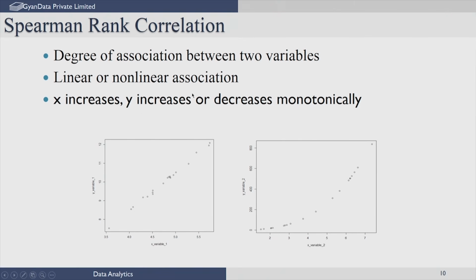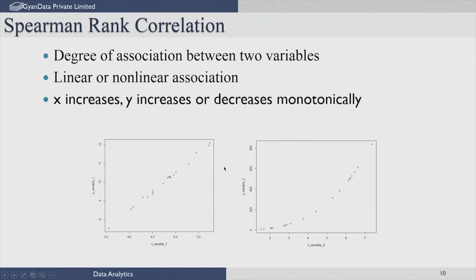Now, here is a case where we only look for the degree of association between two variables, but this time the relationship may be either linear or non-linear. If x increases, y increases or decreases monotonically, then the Spearman's rank correlation will tend to be very high. Here is a case when x increases, y increases. This also is a case when x increases, y increases monotonically, but the right hand figure is a non-linear relationship, while the left hand figure indicates a linear relationship.